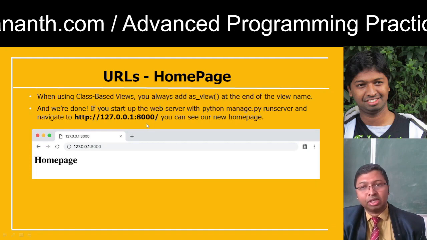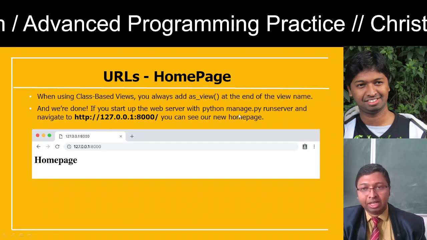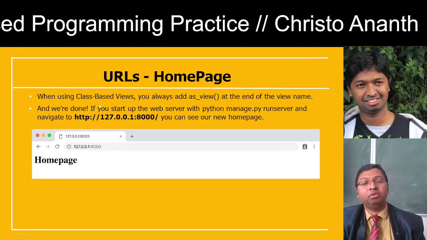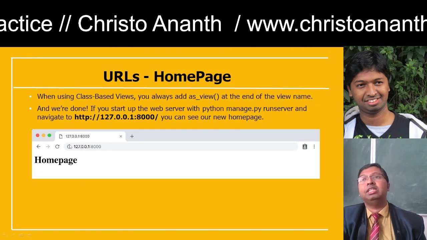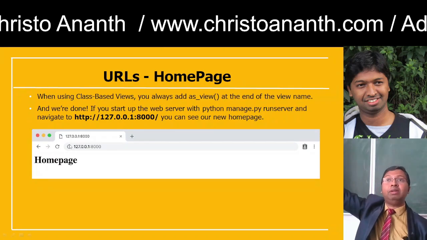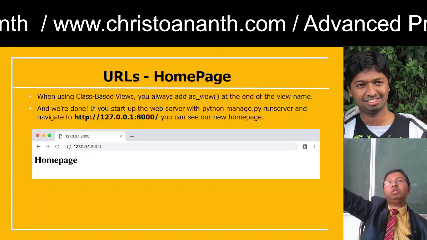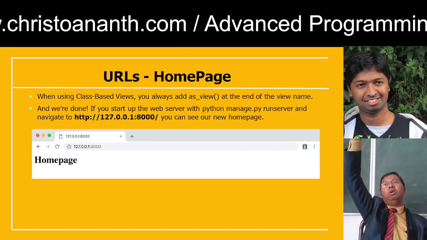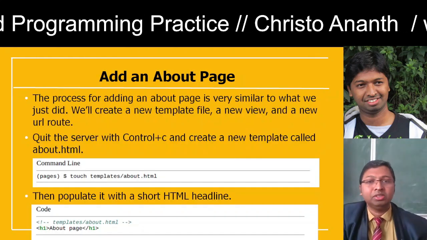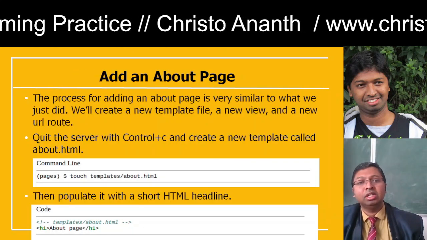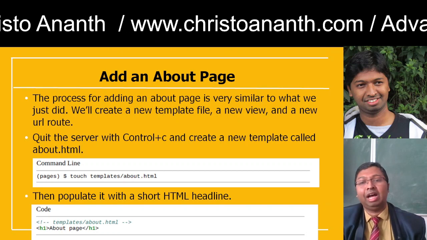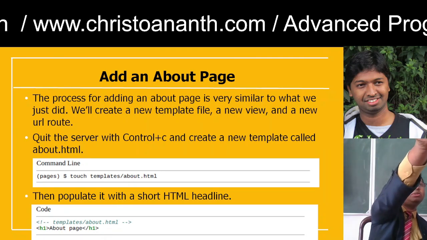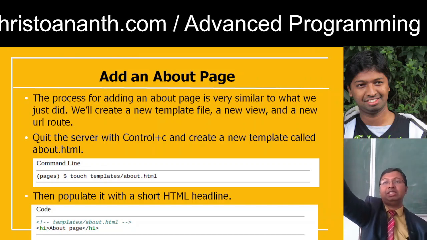Maybe you can start the local server with manage.py runserver, and navigate to 127.0.0.1:8000. You can see the new home page with the HTML tag. Since h1 was given, that is the reason the home page was displayed very big. Now this is adding an about page. We will create a new template file for it. The home page is already created, and then the about section has to be created.